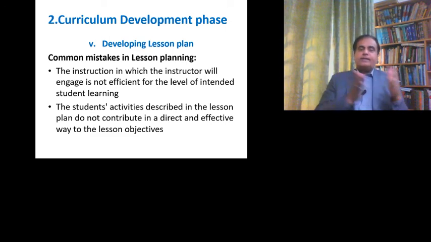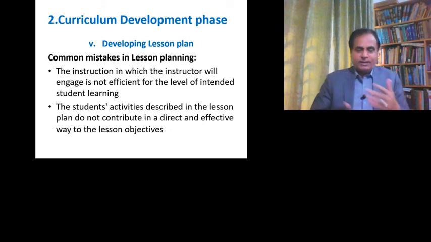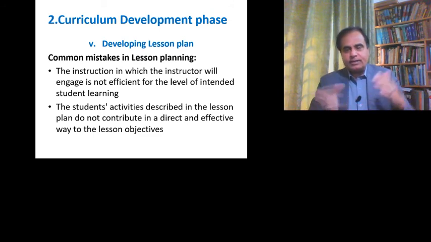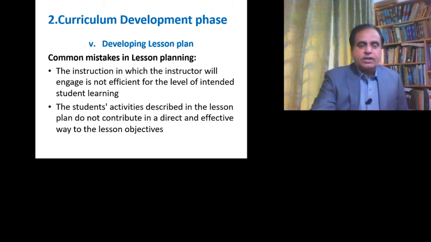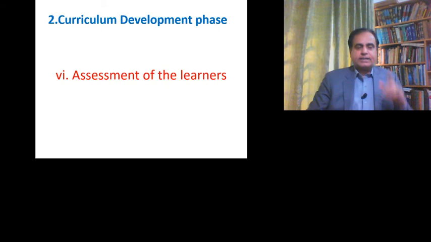In a way, indirectly, we are also referring back to the objective or some other steps that have been looked over. The students' activities described in the lesson plan do not contribute in a direct and effective way to lesson objectives. So you see that one way or the other, directly or indirectly, through some other steps, we are referring back to the objectives.